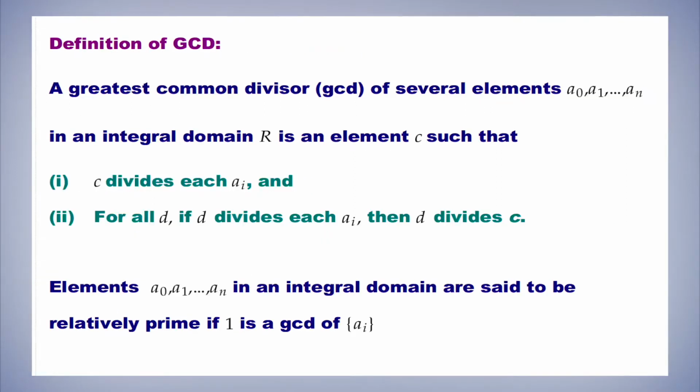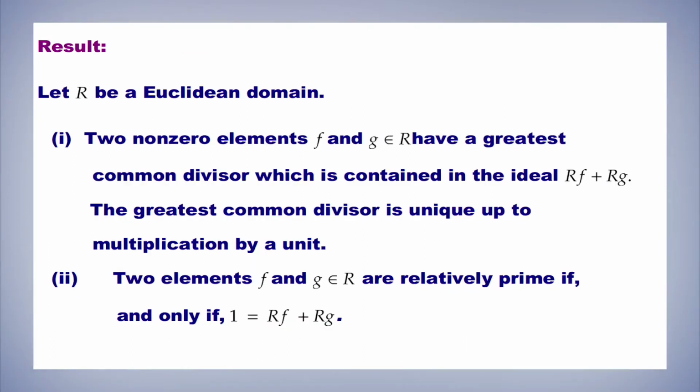Definition of GCD: a greatest common divisor GCD of several elements A0, A1, A2, and so on up to An in an integral domain R is an element C such that C divides each Ai, and for all D, if D divides each Ai, then D divides C. Elements A0, A1, A2, and so on up to An in an integral domain are relatively prime if one is a GCD of the Ai. Let us finish this session with the result.